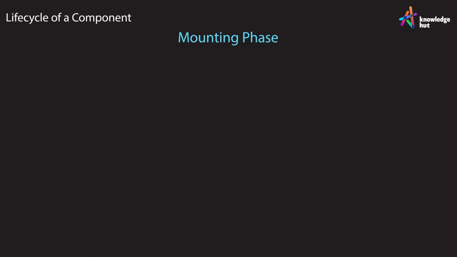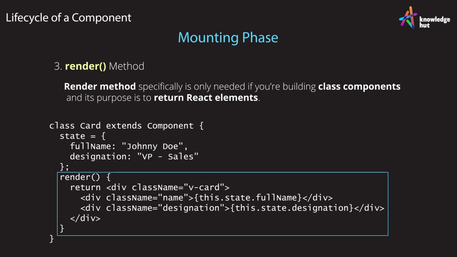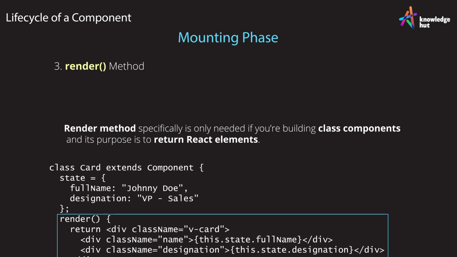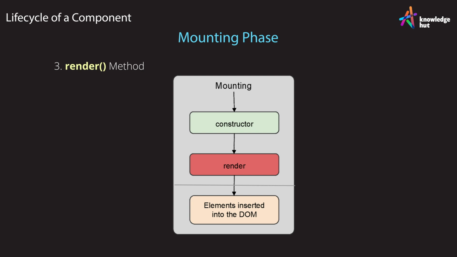The next lifecycle milestone in the mounting phase is the render method, which you're familiar with by now. The render method specifically is only needed if you're building class components and its purpose is to return React elements. This is also the reason why the render method should stay pure and must never modify the state and should always return the same and predictable result. Following the render method, its initial set of contents are inserted into the DOM.